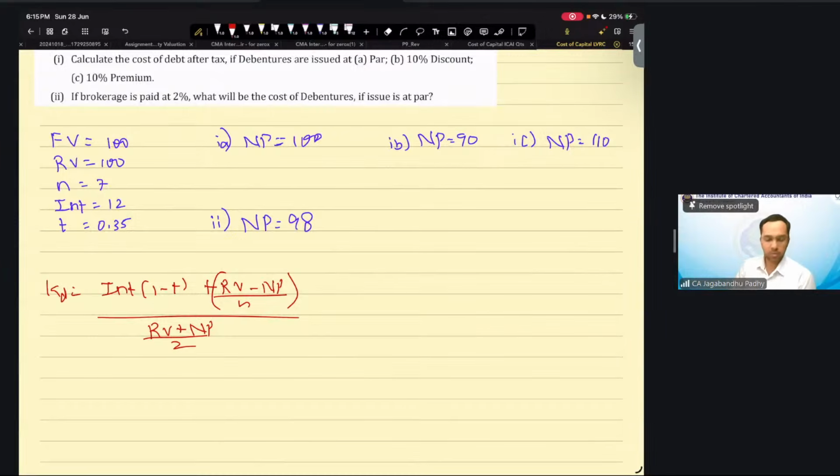Okay. So 1A, the answer is 7.8%. 1B, it is 9.23. 1C, it is 6.37. And the second is 8.03%. Got it, everyone? Easy? Simple?